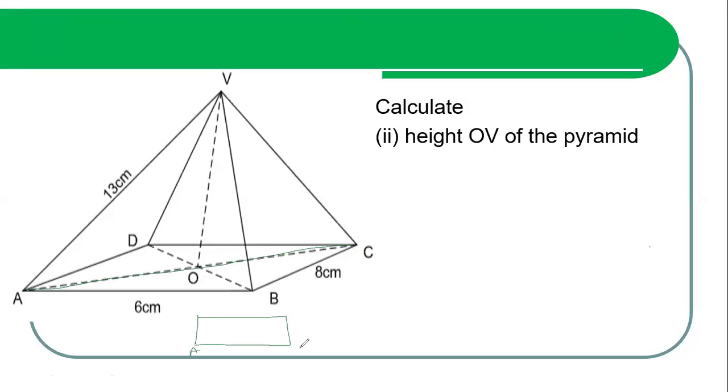You have A, you have B, you have C and D. So A to C is here. You have 6 and you have 8. And this is a right angled triangle. So you apply your Pythagorean theorem. So now we are on the next part, the height.